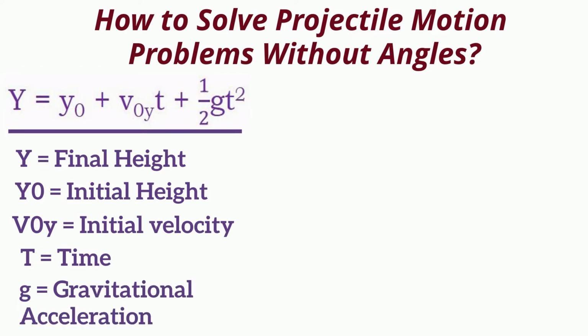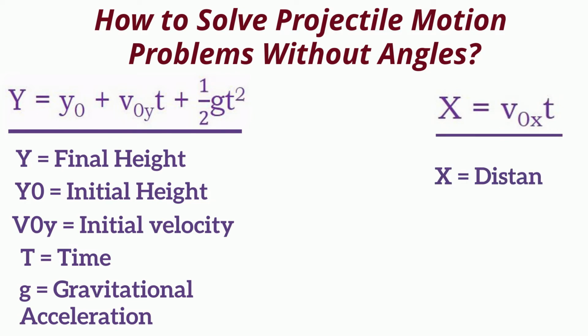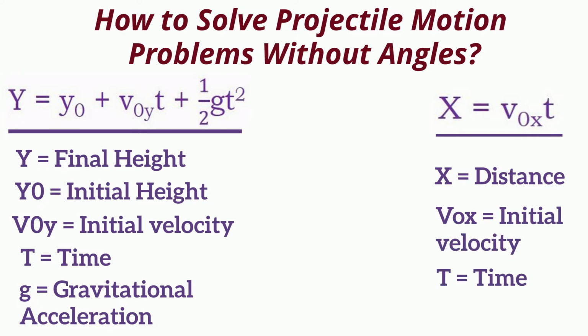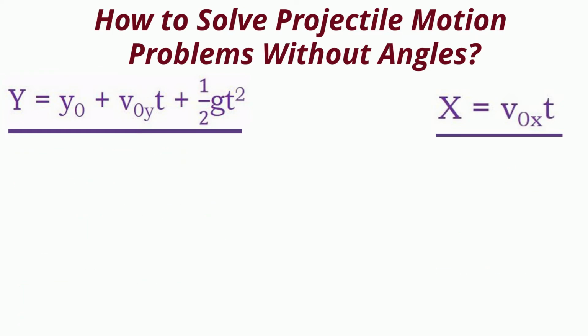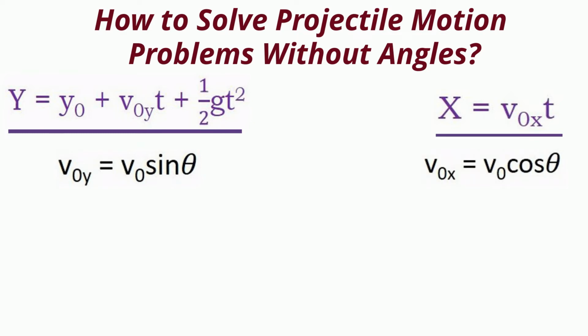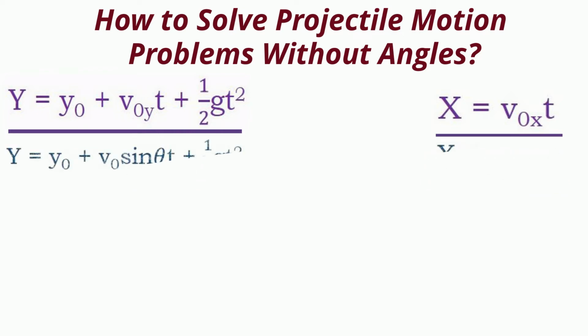The second formula that we need is the time in air for the x direction, which looks something like this, where x is the distance in the x direction, v0x is the initial velocity in the x direction, and t is time. Now we know that at any moment an object will have both x and y components. So v0y will be equal to v0 sin theta and v0x will be equal to v0 cos theta. One can replace v0y and v0x with their respective values and substitute them into the initial formula.